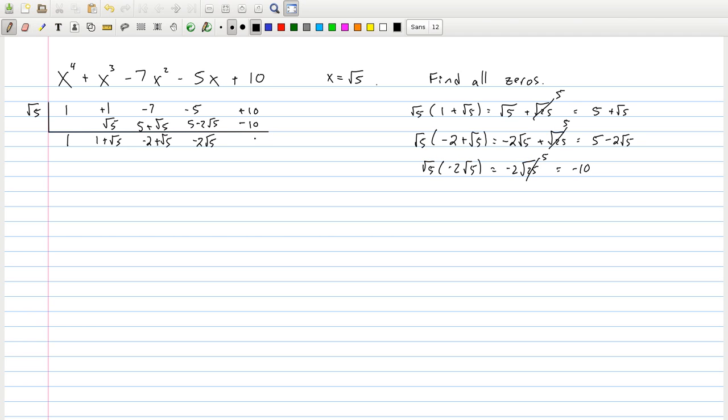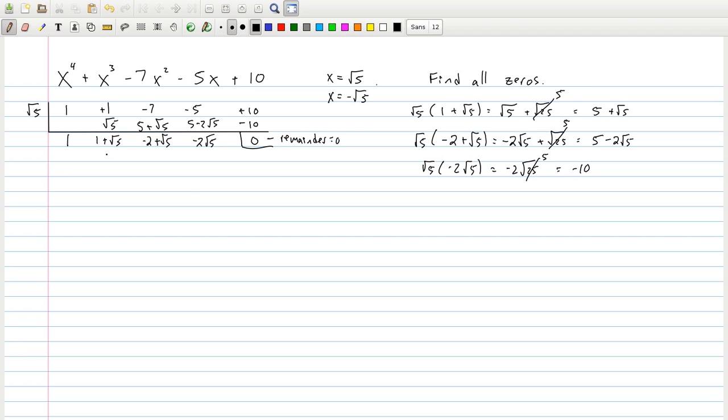Finally, we add these, and they cancel to give us a remainder of 0. Because the remainder is 0, that tells us that x equals radical 5 is a 0. That confirms the first part of the question. Since none of the coefficients on this polynomial are radicals, they're all rational, we know that if x equals radical 5 is a 0, then its conjugate, x equals negative radical 5, is also a 0.